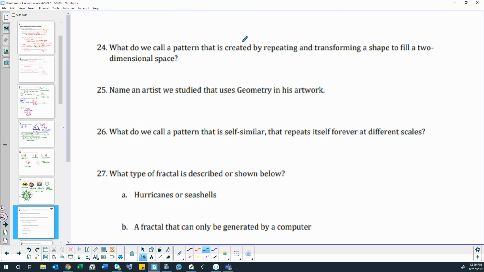All right, what do we call a pattern that is created by repeating and transforming a shape to fill a two-dimensional space? We made these in class. This is called a tessellation.